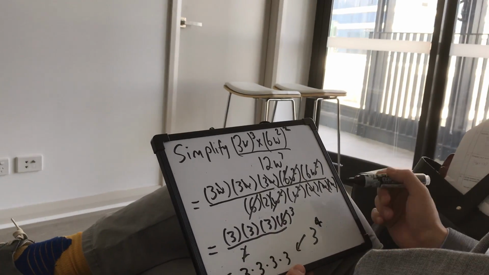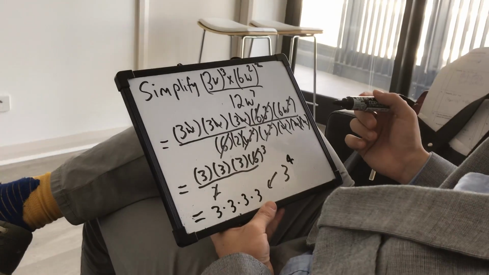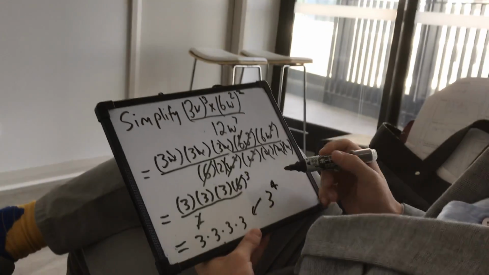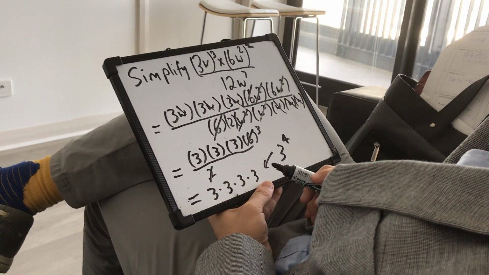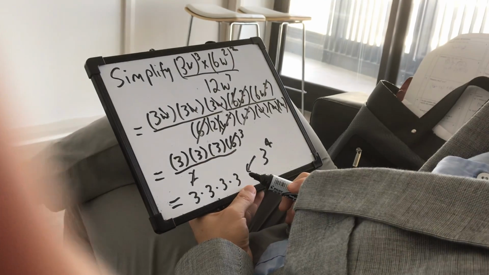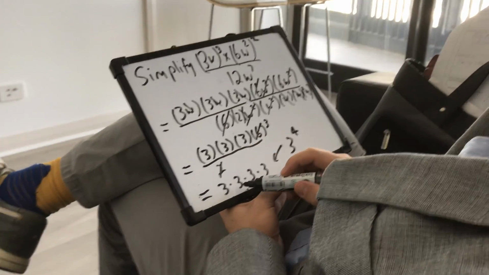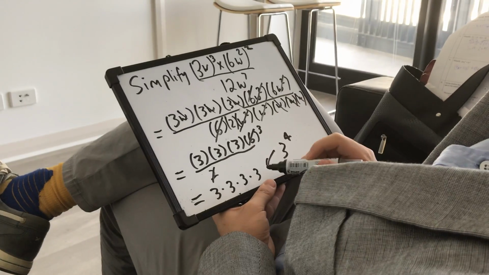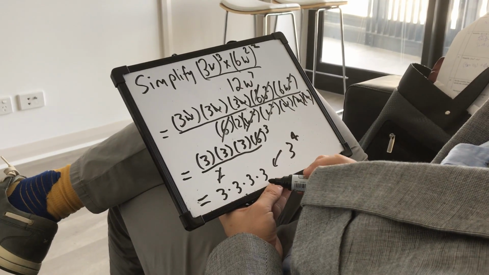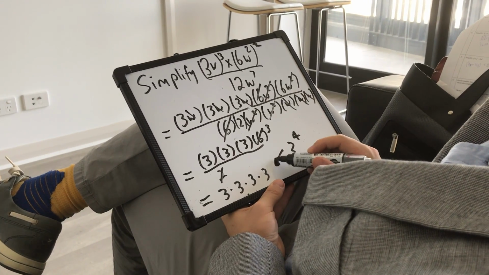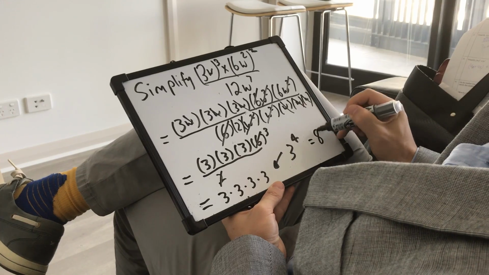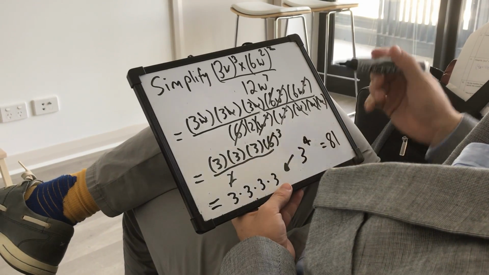And that's how you'd leave it, basically, if you were just doing maths. But if you wanted to know exactly what this number was, you might multiply it out. 3 squared is 9, 9 times 9 is 81, right? You could say this is equal to 81.